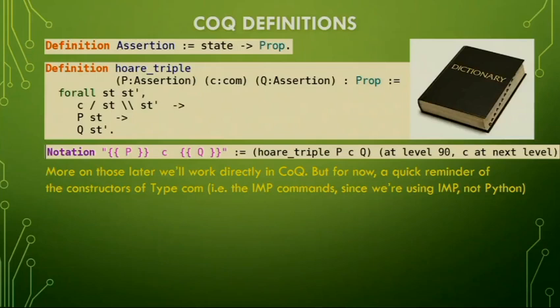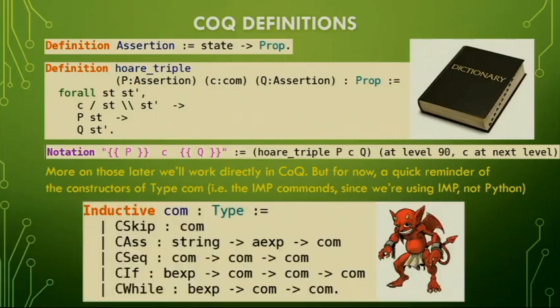And this is the official definition of a Hoare triple, and here's the notation for it. The notation is just what I've been using. The idea here is that P and Q are assertions, just a proposition about a state, and C is of type com. Actually, go ahead and do one more click. This is just a reminder of the imp commands that we have. These are your basic imp commands.